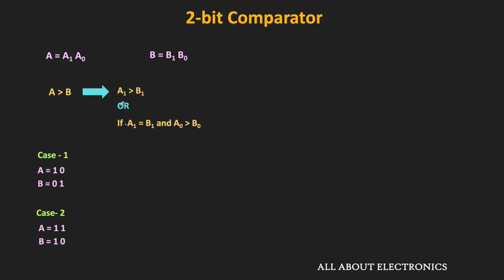That means for the two numbers, starting from the MSB, if we start comparing the two numbers, then we can easily decide which number is greater than the other one. And this is the logical expression for the same thing.